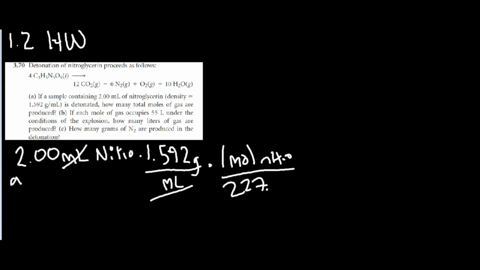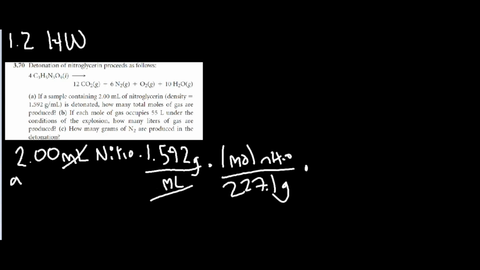So we see that 2 milliliters nitroglycerin, you can use the conversion factor 1.592 grams per milliliter, and that crosses out milliliters, and we're left with grams nitroglycerin. And then from there, we're going to have to convert to moles, so then we'll do times 1 mole, and we'll be using not the conversion factor, we'll be using the molar mass, which you can either calculate, or it'll be given, or you can just Google it, I don't know. Whatever situation you're in, find the molar mass.